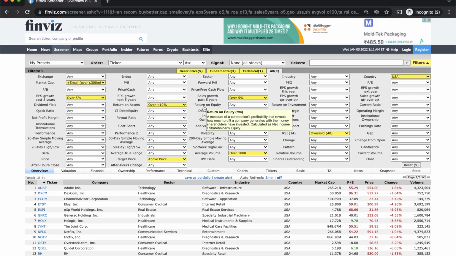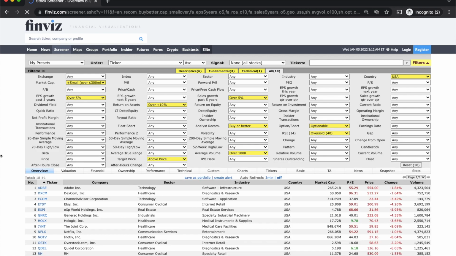So we have done the fundamental settings as well, and now you can see that we are down to only 18 stocks. If you think about all the settings that we have done till now, we have done the framework settings, the technical settings, the fundamental settings, and let's do the option setting as well. So I can put this to optionable. Now only stocks which have option chains will be listed here. All 18 stocks that we got till now have option chains.